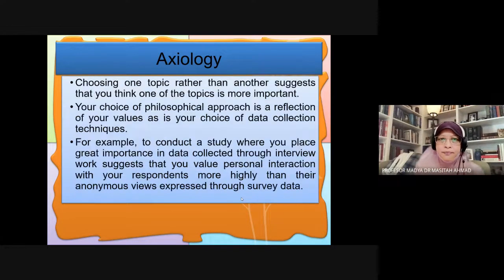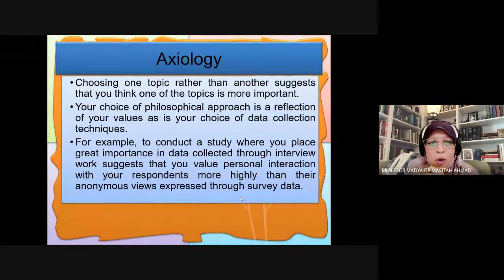Other than that, when we talk about axiology, choosing one topic rather than another suggests that you think one topic is more important. The philosophical approach you choose is a reflection of your value, as is your choice of data collection technique. For example, to conduct a study where you place great importance on data collected through interviews suggests that you value personal interaction with your respondents more highly than their anonymous views expressed through survey data.